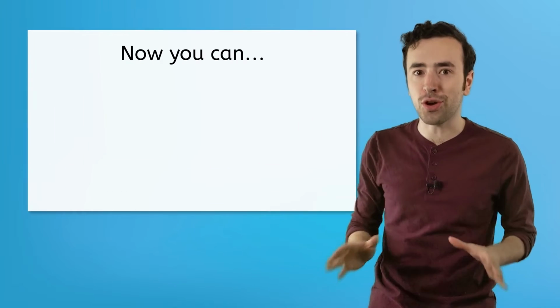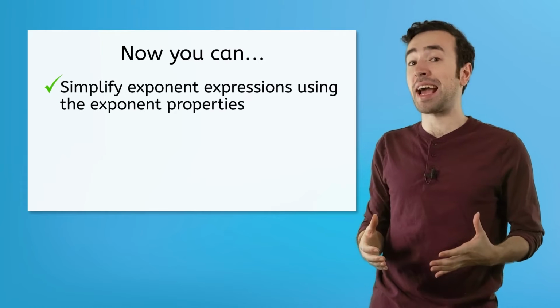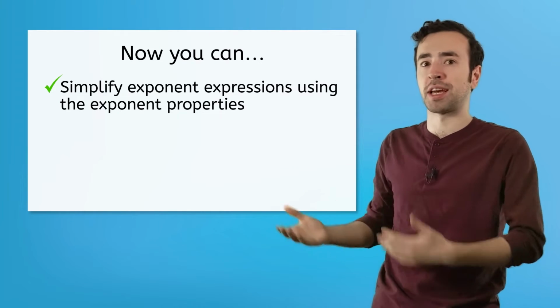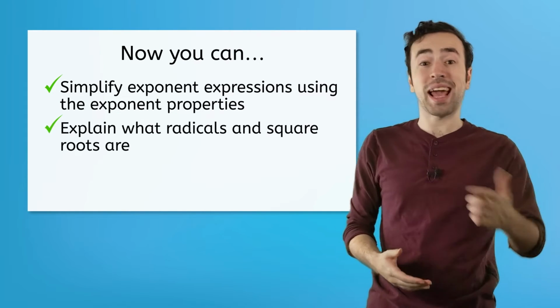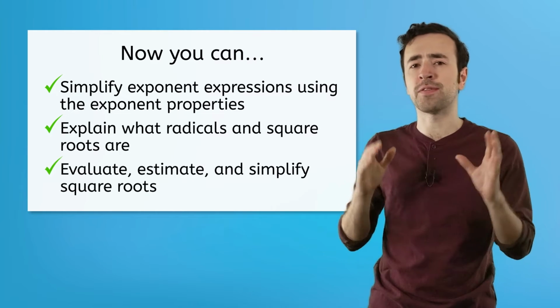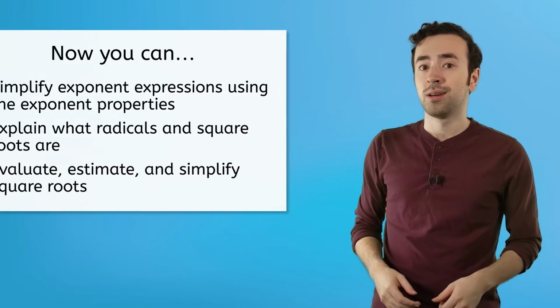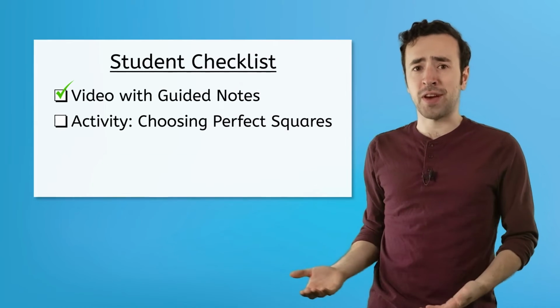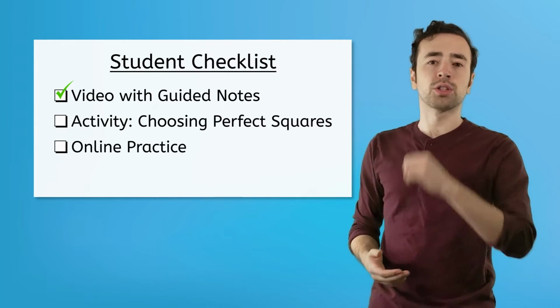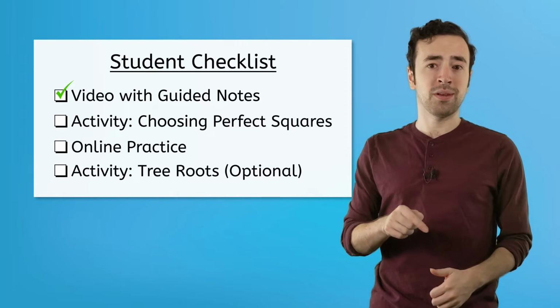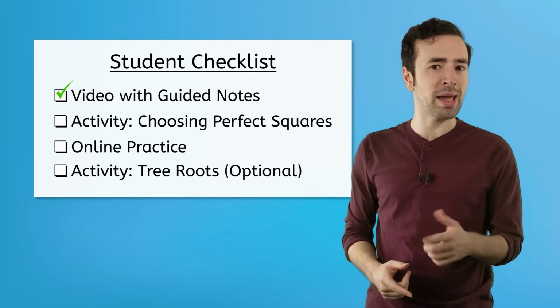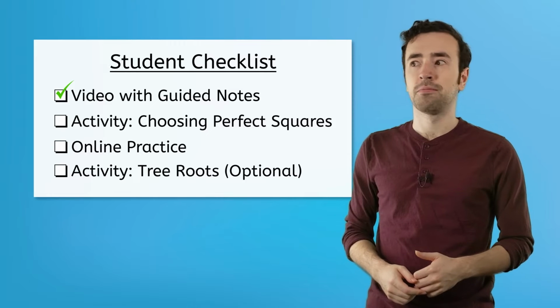We did it! We beat the whole game of power play, 100%! And we learned so much, like how to simplify exponent expressions using all those exponent properties, what radicals and square roots are, and how to evaluate, estimate, and simplify square roots. All that's left in this lesson is the PDF activity and the online practice. There's also an optional activity in your PDF that demonstrates an alternative way to simplify square roots.